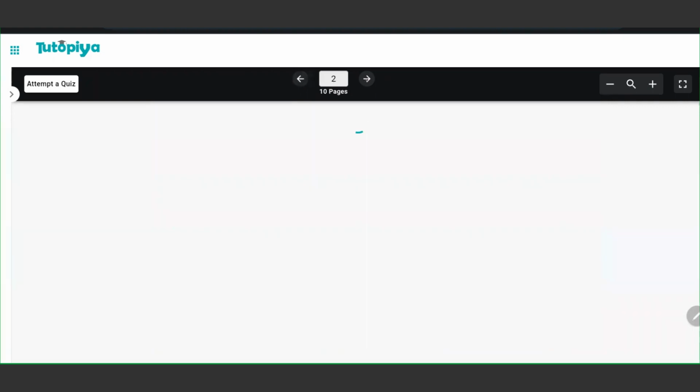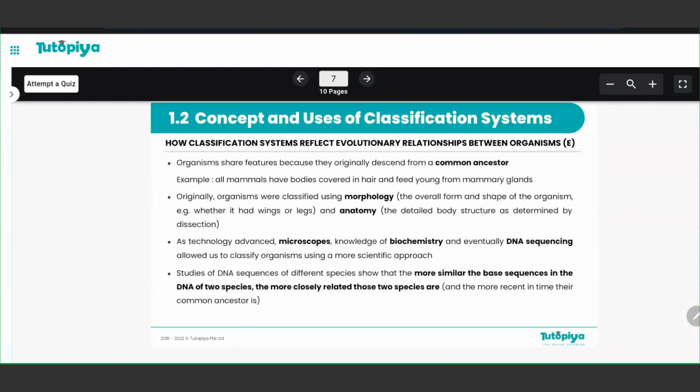Now, in our first video, we basically discussed what classification is, and we discussed the Linnaean system of classification and the binomial naming system and so on. And in this second part, we're going to be discussing how classification systems reflect evolutionary relationships between organisms. So that's what we're focusing on over here, the evolutionary relationships between organisms, and this is an extended part.